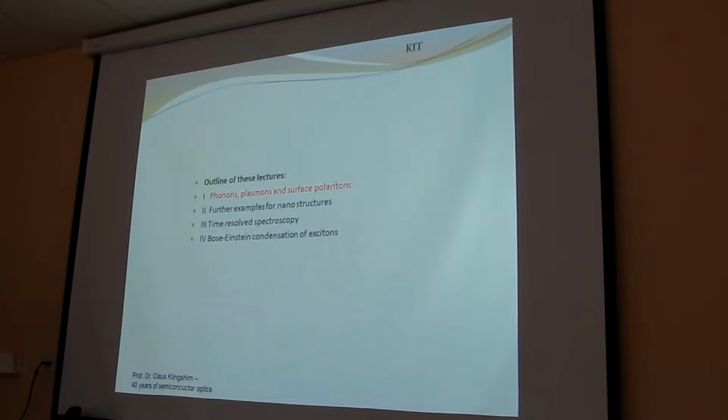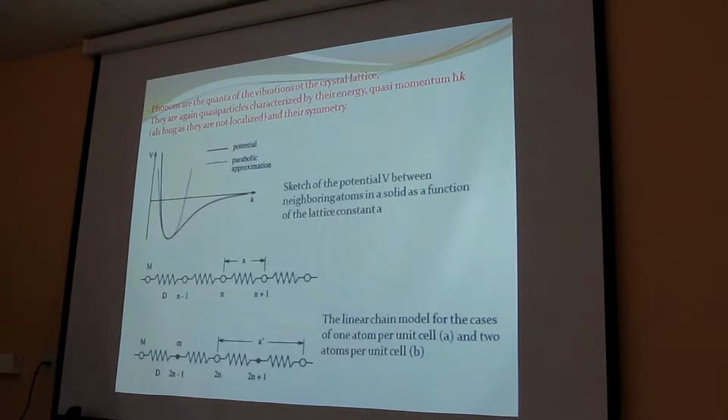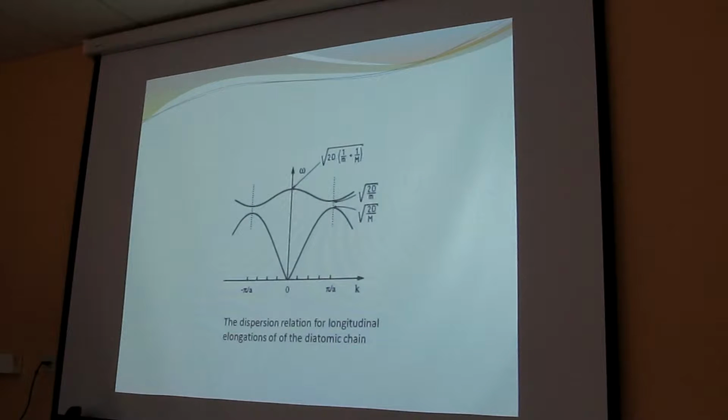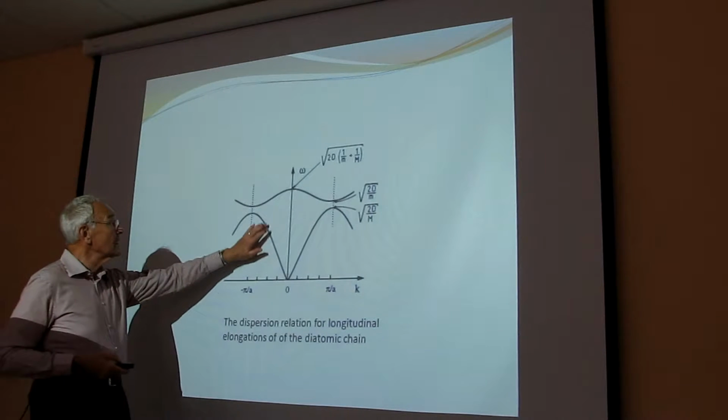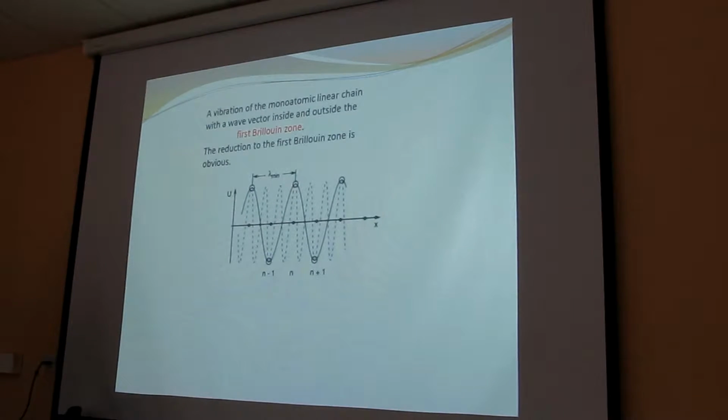The first will be phonons, plasmons, and surface polaritons. Before I go to part 2, I will take up this missing part from yesterday. Now that you are the experts and you know what a phonon is, you have the interaction potential between atoms in a crystal, and you can make a parabolic approximation, write down the equations of motion and solve them. Then for a case with 2 atoms per unit cell, for a linear chain, you get such a dispersion relation: the acoustic branch, the optic branch here, and a gap in between.